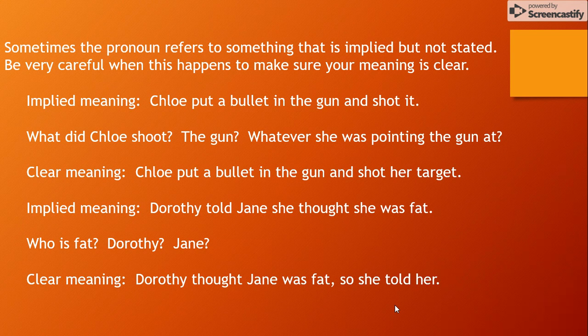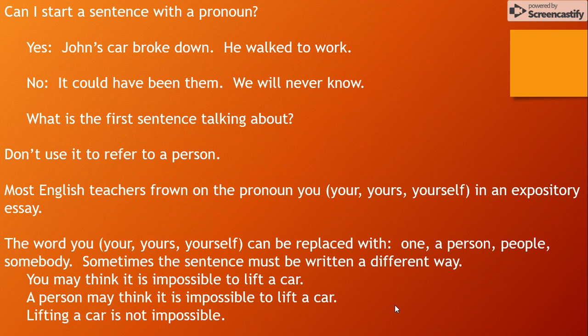Also, you see another example here when this can get a little bit confusing. Dorothy told Jane she was fat. Who in this sentence is fat? Is Dorothy fat? Is Jane fat? The reader really doesn't have a clear idea. Again, if we were in a classroom, we would have different students saying different girls. And so we need to find a way to write this sentence where our meaning stays clear. Dorothy thought Jane was fat, so she told her. And now it's very clear which one of the two girls was fat.